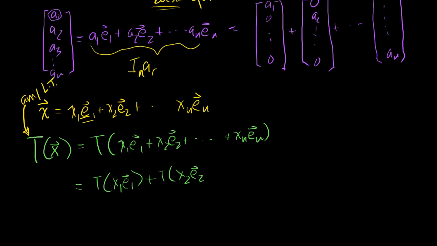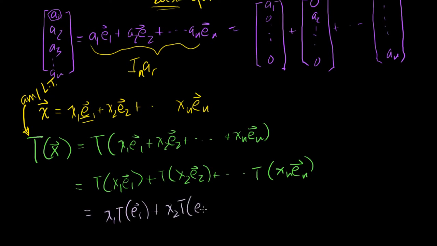So the transformation of x2 e2, all the way to the transformation of this last entry, the scalar xn times my standard basis vector en. And we know from the other property of linear transformations that the transformation of a vector multiplied by a scalar is the same thing as the scalar multiplied by the transformation of the vector. That's just from our definition of linear transformations. So x1 times the transformation of e1, plus x2 times the transformation of e2, all the way to xn times the transformation of en.